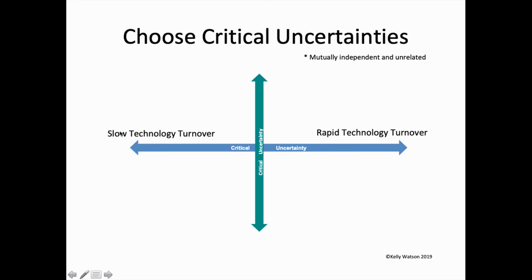And the way we would plot it is we would say that there are two ends to the axis or two different extremes. One would be slow technology turnover and the other would be rapid technology turnover. So these are two ends of the same spectrum. Let's say our second critical uncertainty was social stigma. So we would plot that on here with one end of it being low social stigma for the project and the other being high social stigma for the project.